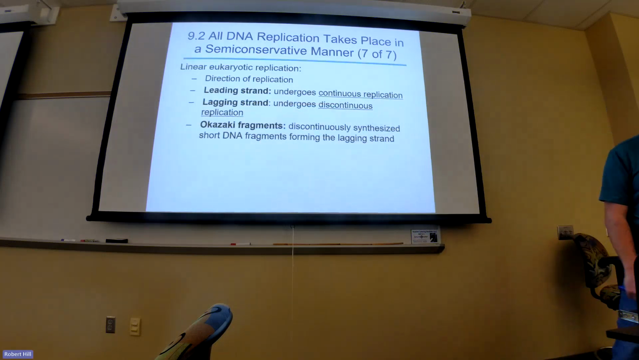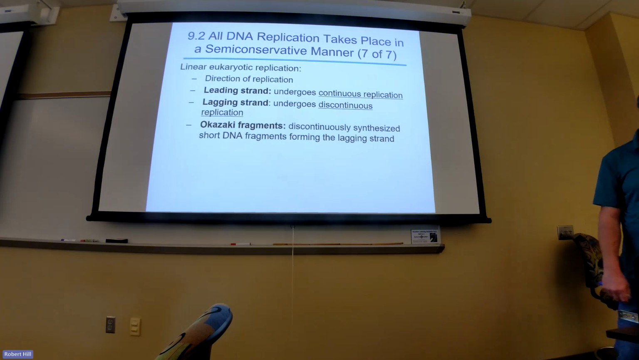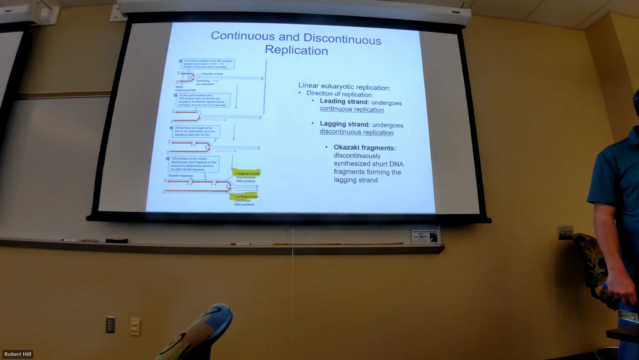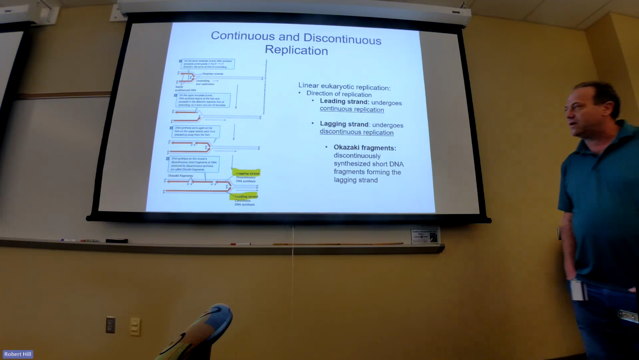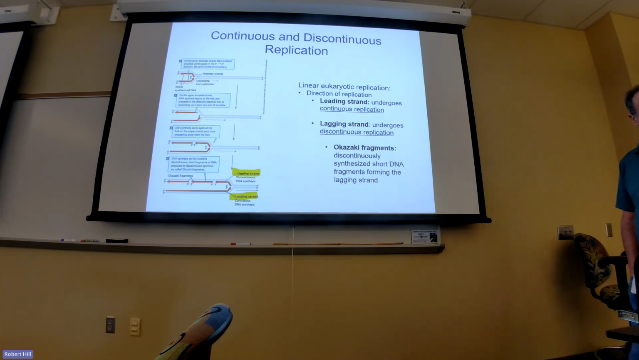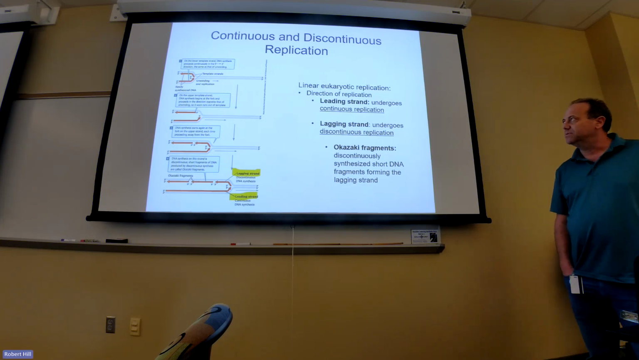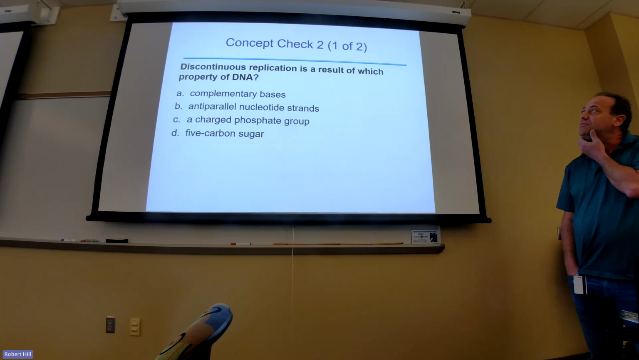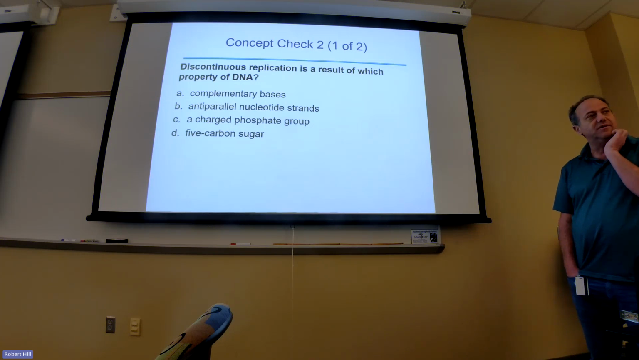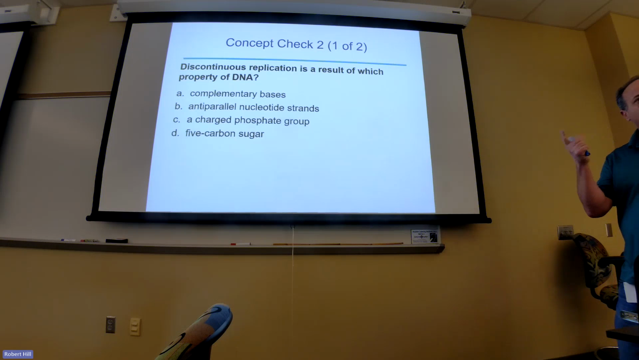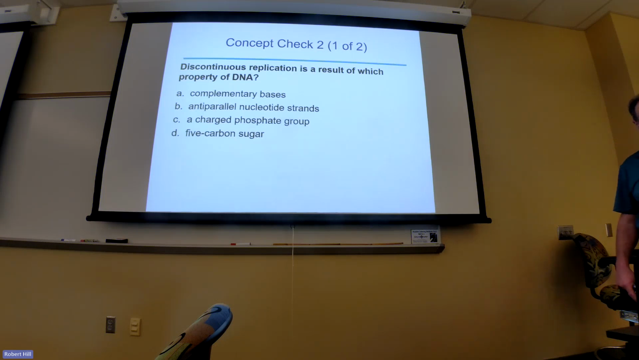All right, so Okazaki, it's probably named after the Japanese guy. These occur in the lagging strand, and we call this type of replication discontinuous, short fragments. How many of you remember this from Bio 1? Most people do. Good. All right, discontinuous replication is a result of which property of DNA, you think? Complementary bases, anti-parallel nucleotides, because 5' to 3' on one strand, and it's opposite on the other.